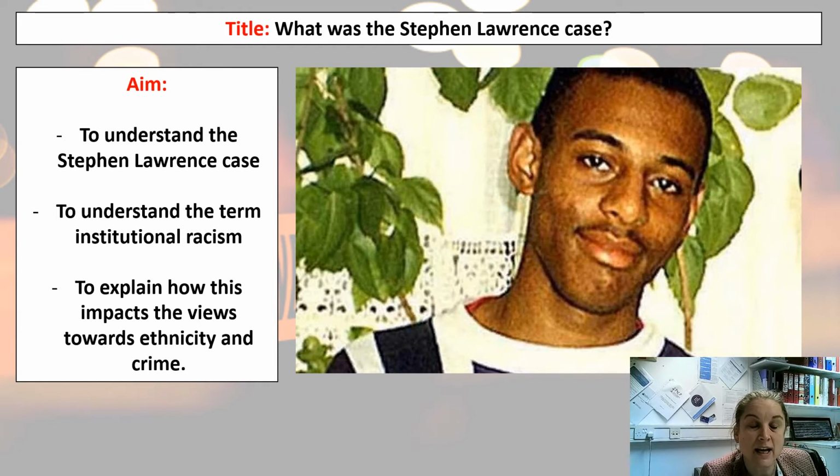What we're going to do is look at this case in detail, look at how it led to the police being found to be guilty of institutional racism and what institutional racism is, and then we're going to have a think about how that impacts ethnicity, crime, and so on.